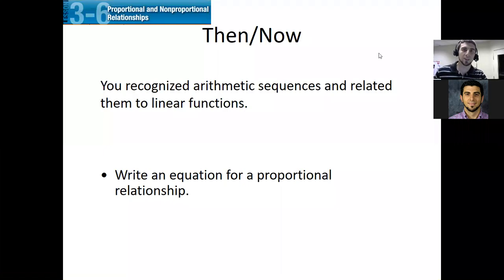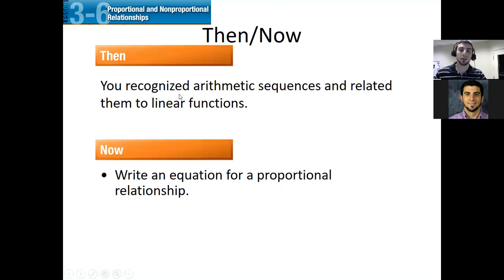All right, my mathematicians, we are back with section 6 of chapter 3. This is going to be the last section in this chapter, and it deals with proportional and non-proportional relationships. So previously you recognized arithmetic sequences and related them to linear functions.